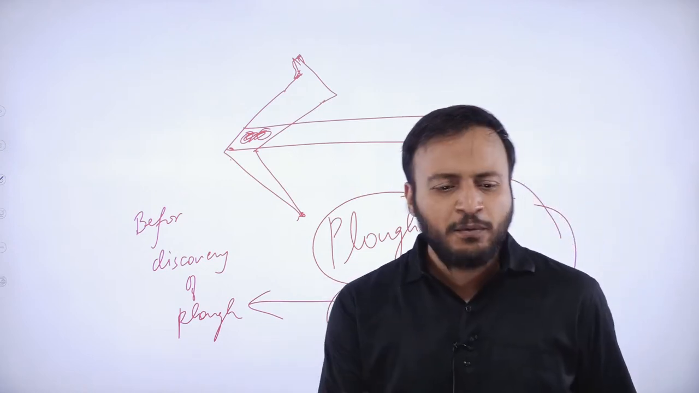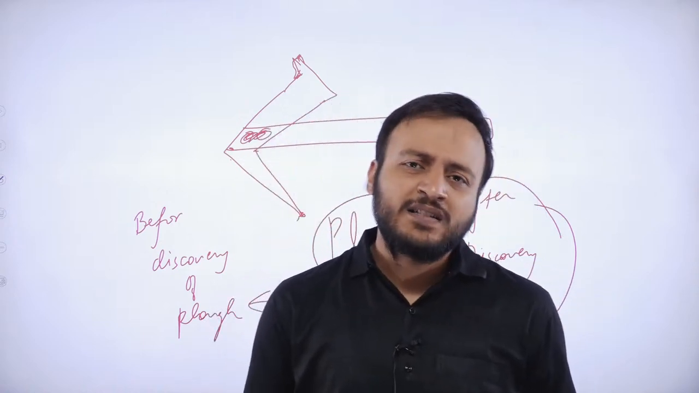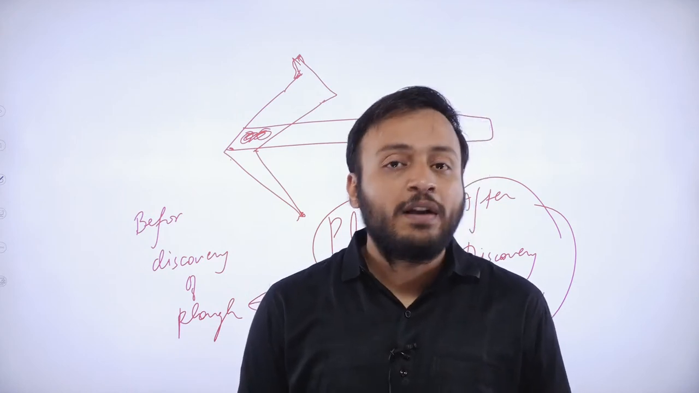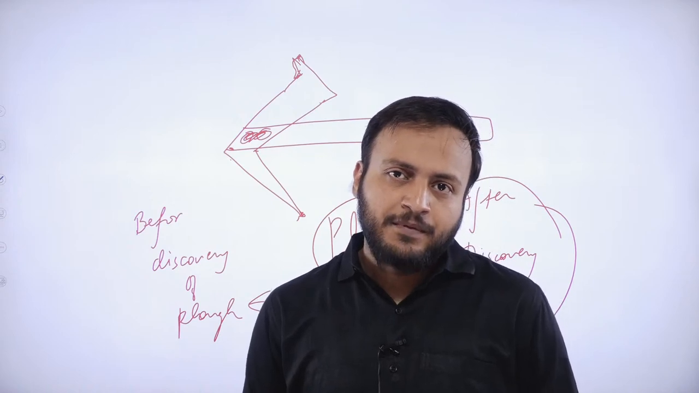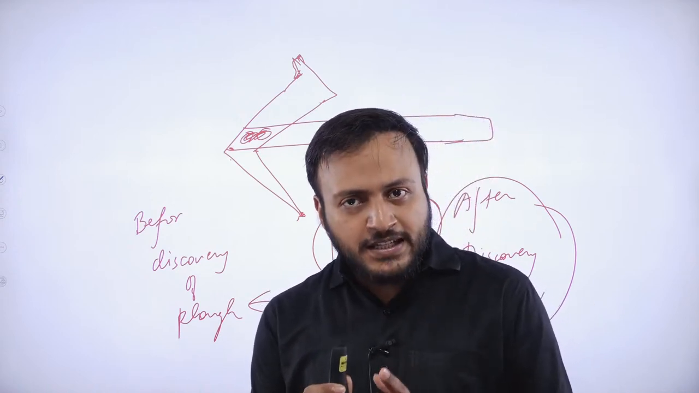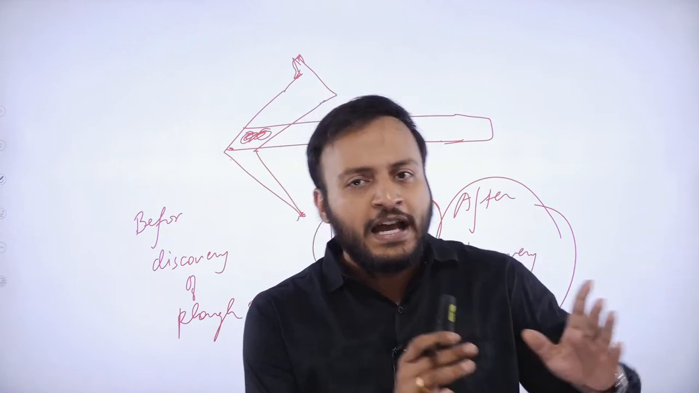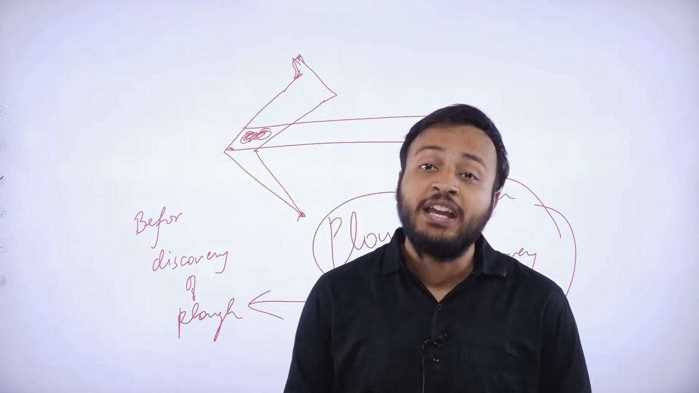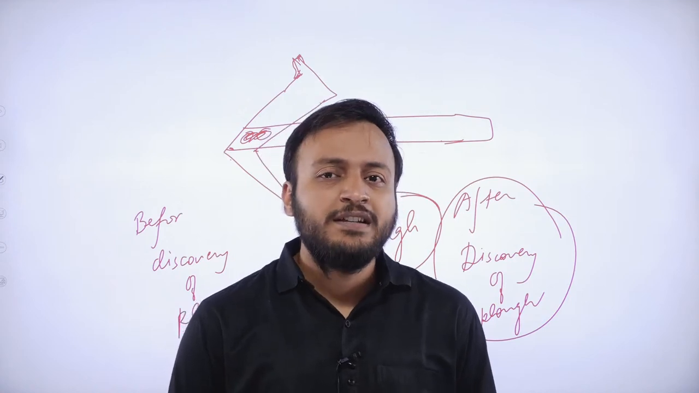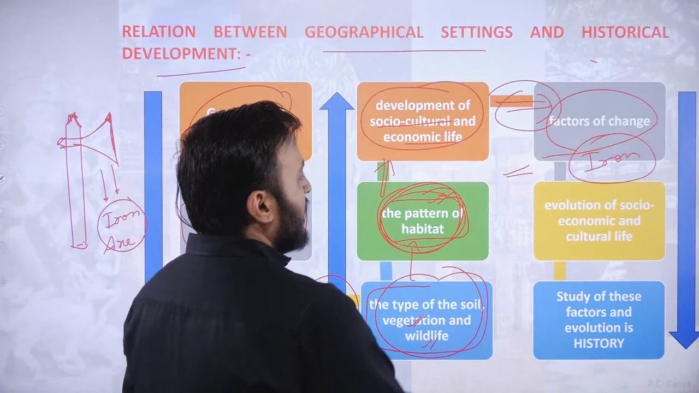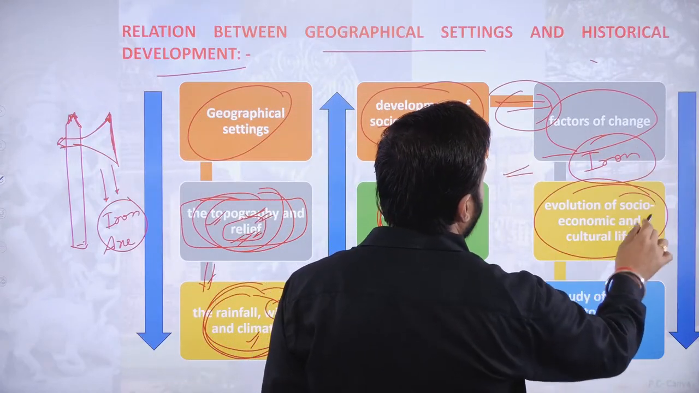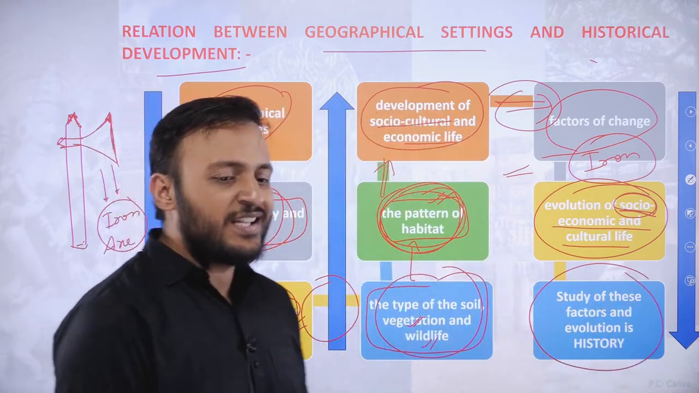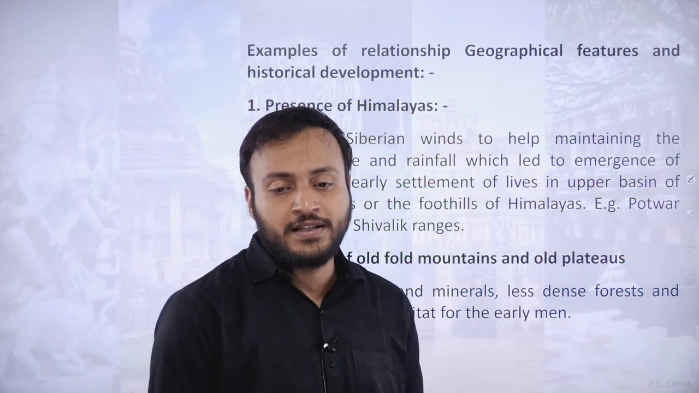So anything which happens in history, definitely there are certain factors which completely act as the divider of history. For example, the British or European advent in India completely divided Indian history into before the European advent and after it. Right? Arrival of Vasco da Gama. So there are different types of factors of change which completely decide the direction of history, which means they completely affect the socio-economic and cultural life. And the study of these factors and the changes occurring due to those factors is called history. Right, everybody?